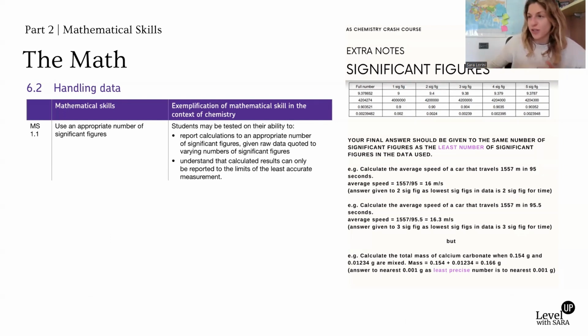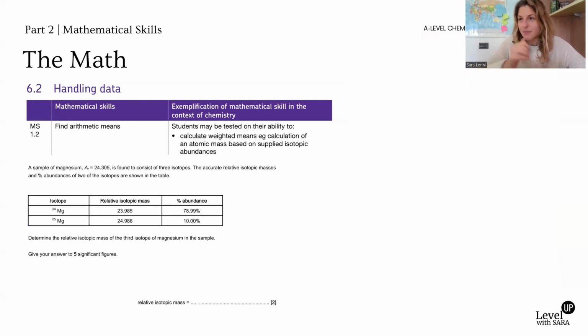One thing that is easy to forget is that the results that we calculate can only be reported to the limits of the least accurate measurement. Least accurate, least precise, because otherwise we would be using decimals that we can't guarantee. So that's something that we need to consider. When they say appropriate number of significant figures, this is what to think about: the least precise measurement and the maximum number of significant figures that has been used.